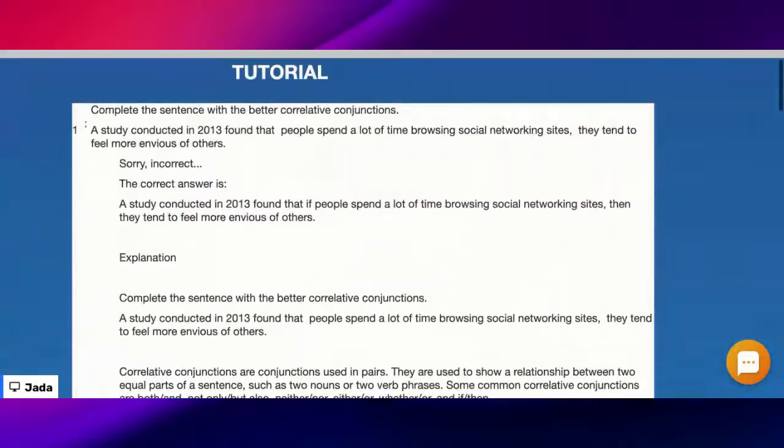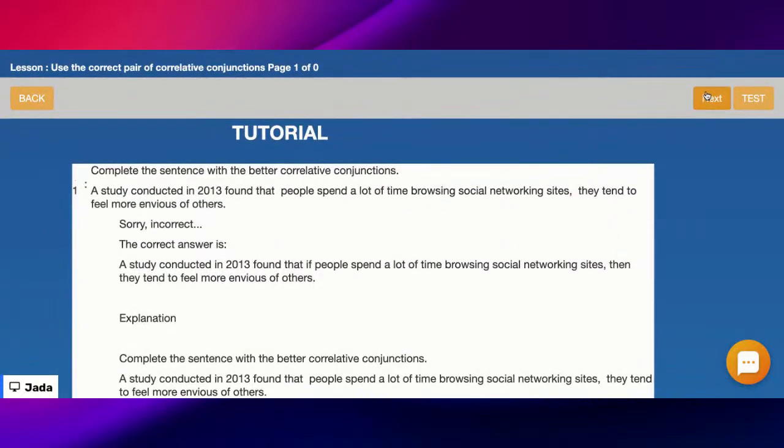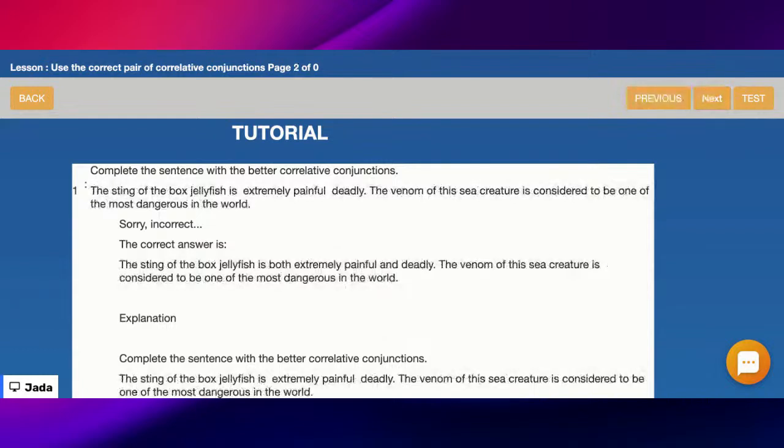All right, let's look at some more sentences. The sting of the box jellyfish is dash extremely painful, dash deadly. The venom of this sea creature is considered to be one of the most dangerous in the world. Now, the sting of the box jellyfish is both extremely painful and deadly. This is a true fact. Remember that both and states that something is true, like a real fact.